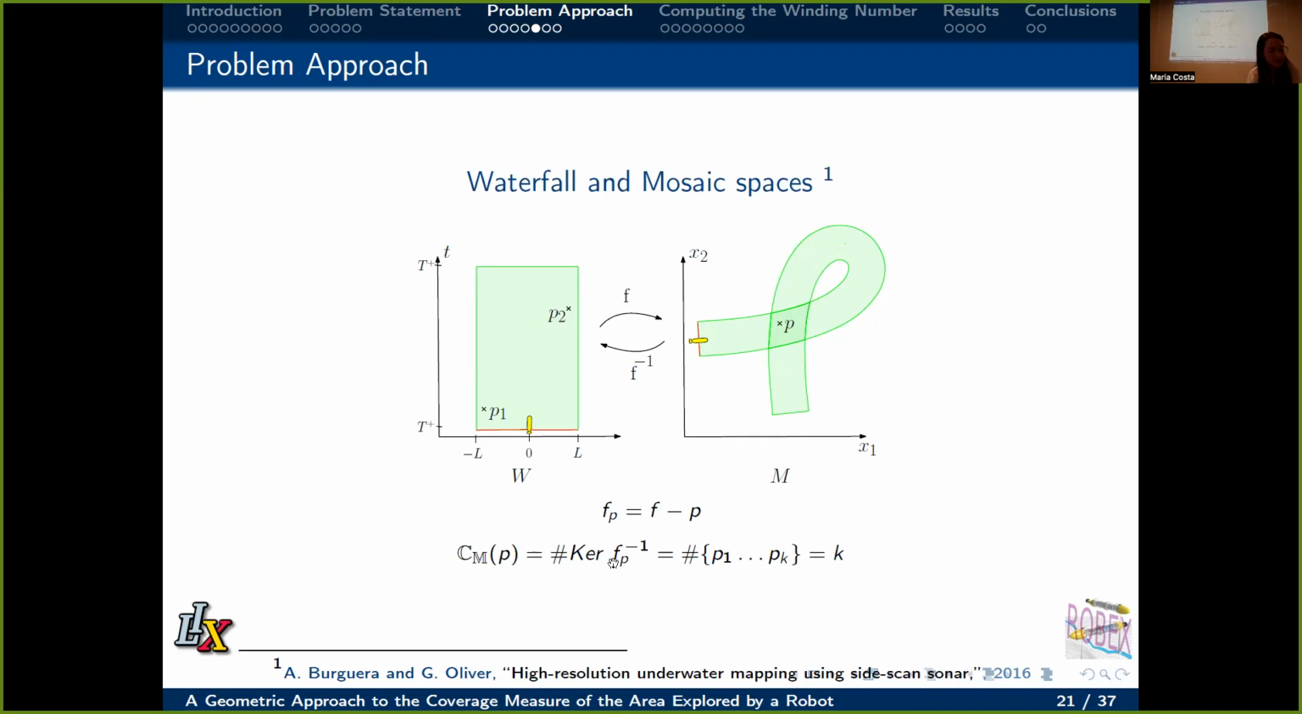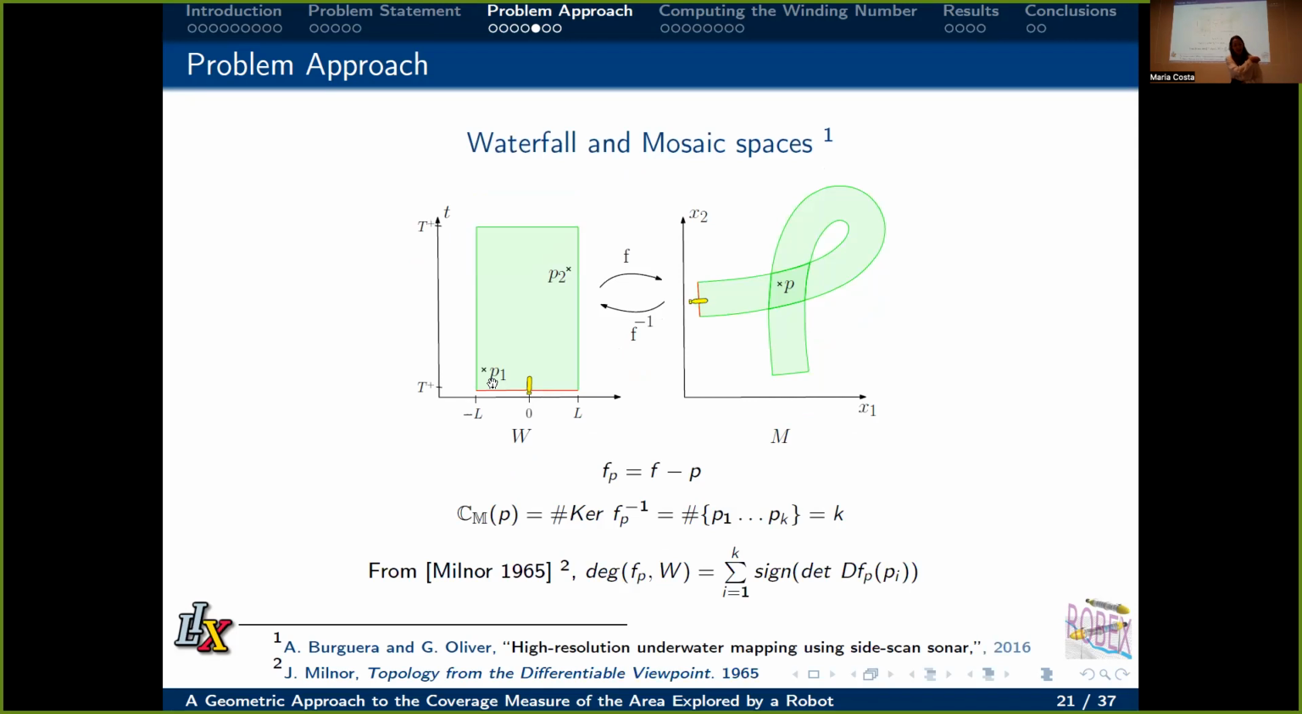So the kernel of the inverse of fp would be a set of points in the waterfall. They are mapped into p by f, and they are mapped into 0 by fp. So it would be a set of points with k points, for example. So the cardinality would be equal to k. That would be equal to the coverage measure that we are trying to estimate. That in this example would be equal to 2.